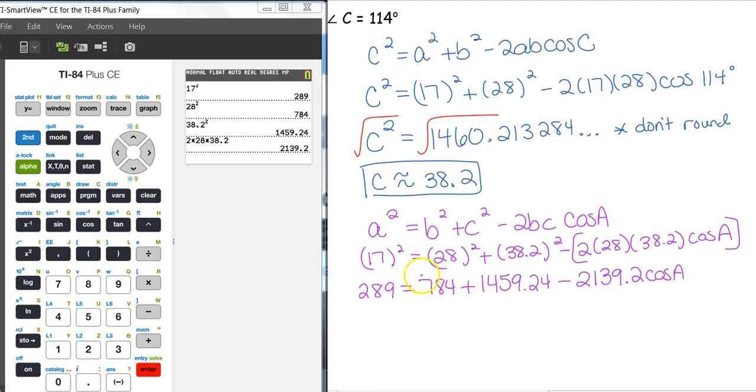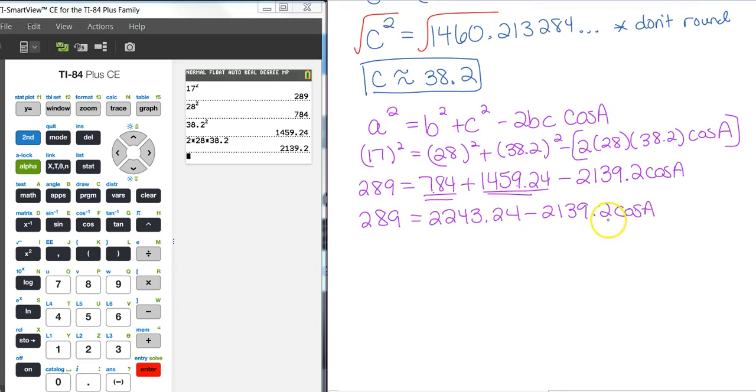From here, these are like terms, so I can go ahead and add 784 plus 1,459.24 together. And when I add those together, I get 2,243.24. Now we have to start working on solving for this angle A. To solve for this angle A, I need to isolate this term, which means I need to move this number over. So to move it over, we subtract.